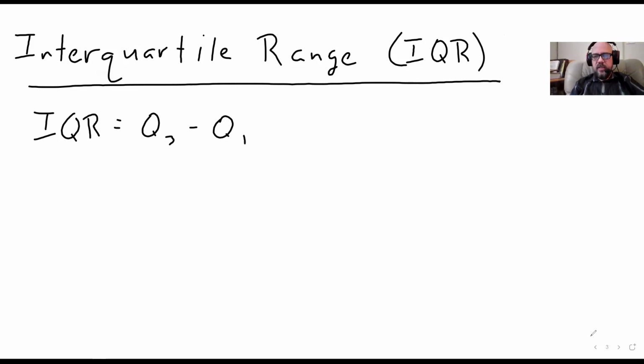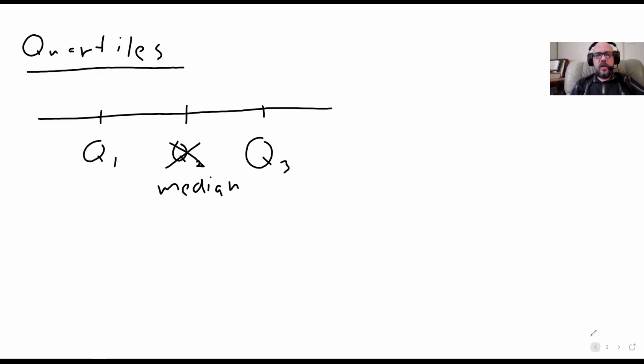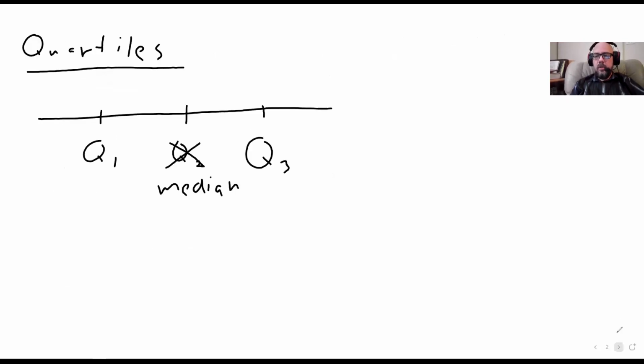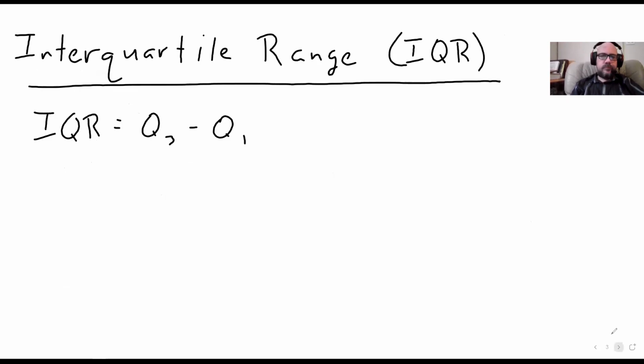Which is, given the name, kind of exactly what you'd expect, right? Range was just max minus min. So range means how far apart two things are. Well, the interquartile range is how far apart your first and third quartiles are. So that's why it's called that. This is a better measure of how spread out data is than just the range.